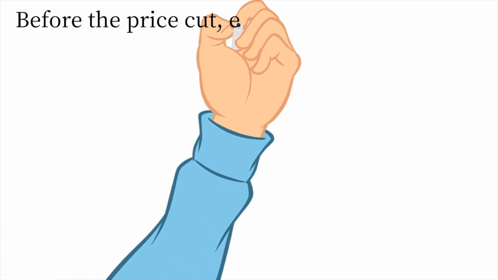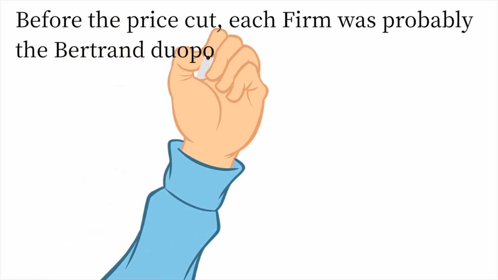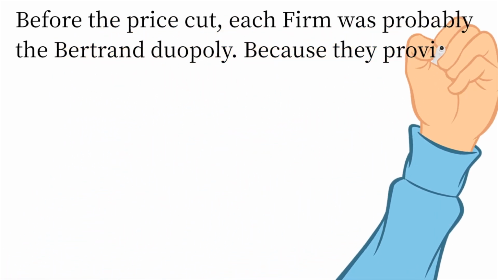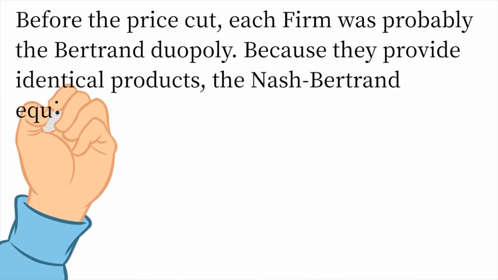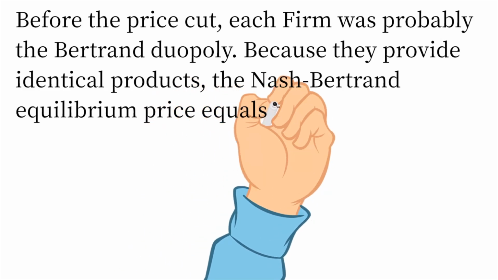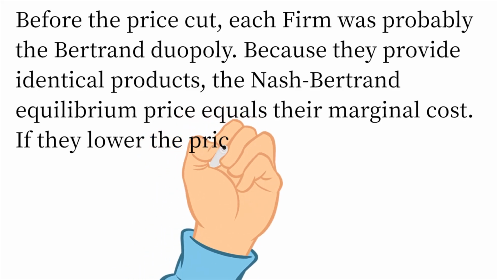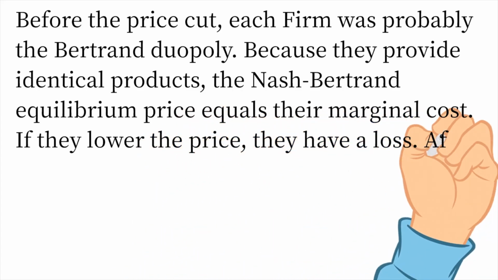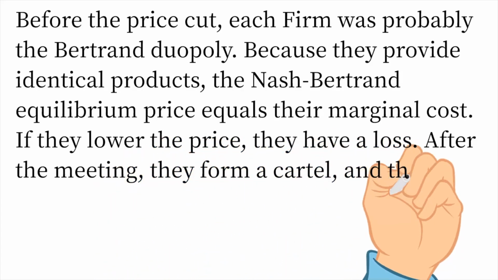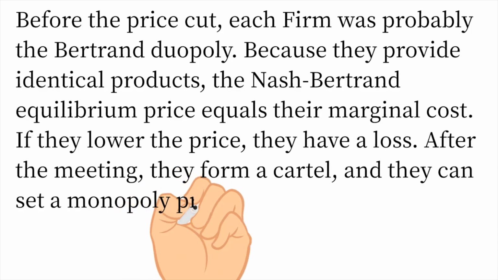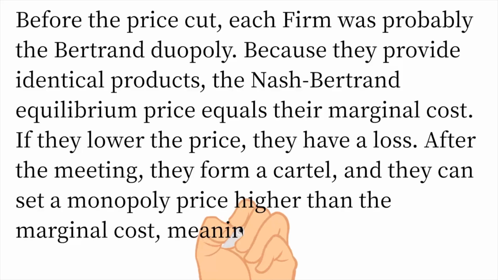Before the price cut, each firm was probably a Bertrand duopolist because they provide identical products. The Nash-Bertrand equilibrium price equals their marginal cost. If they lower the price, they have a loss. After the meeting, they form a cartel and they can set a monopoly price higher than the marginal cost, meaning that they can charge a price higher than $1 if they like.